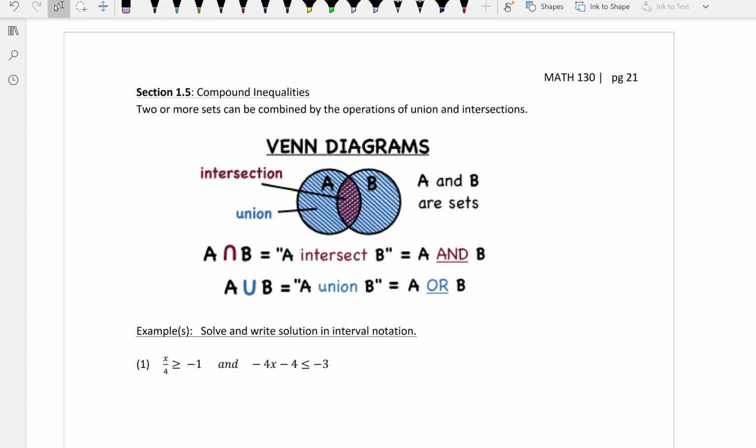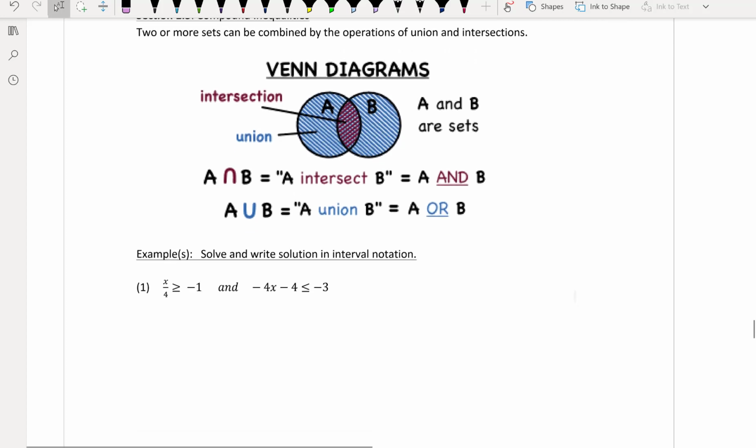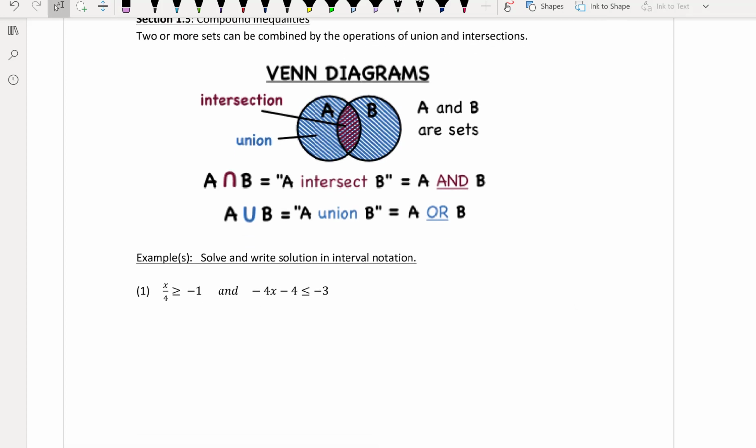So two or more sets can be combined by the operations of union and intersection. Here that Venn diagram helps us represent the intersection. The intersection is everything that they have in common, so it has to be an A and B, versus the union, which is just everything. It's an A or B. So thinking about these definitions, let's move on to the next example.